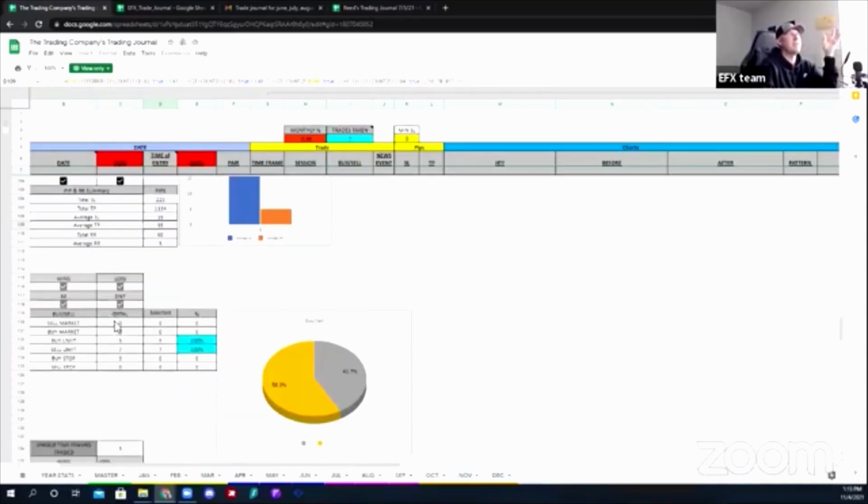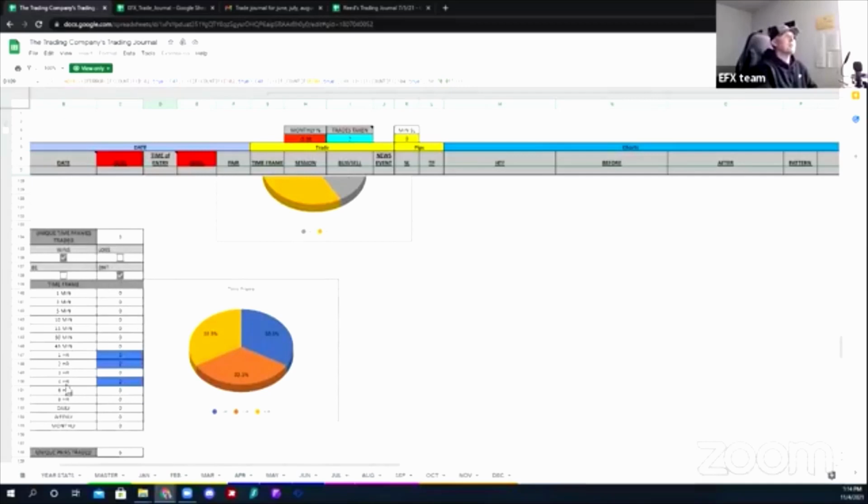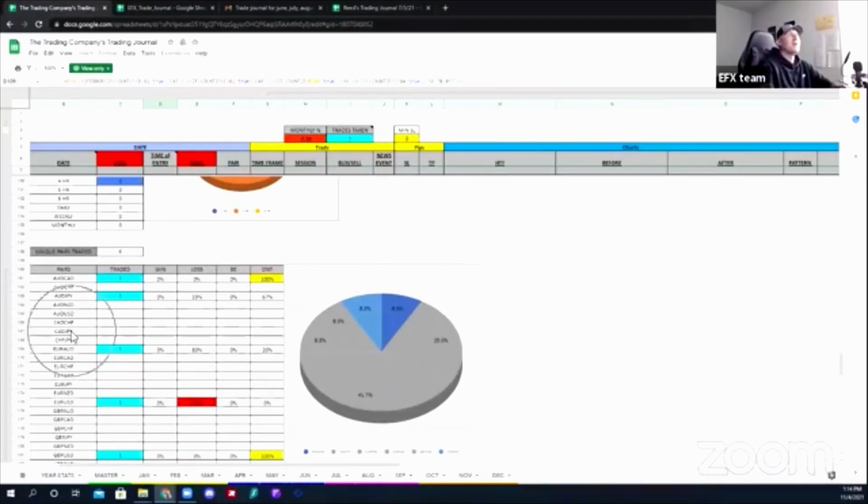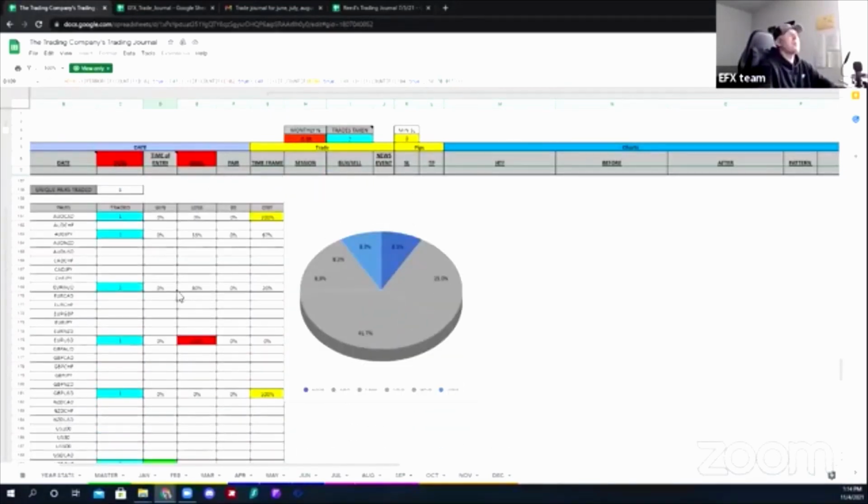Then we have the same thing here. We can look at the different stats and get a nice little graph based on the different execution types. Same thing with the time frames. We can see the best and worst performing time frames, the wins and the losses, or the did not triggers, and it gives him a nice little graph here. Same thing with the pairs. We're looking at the strong pairs and the weak pairs. Pulling that, he has 6 unique pairs traded.